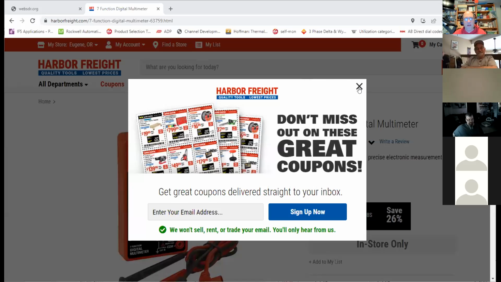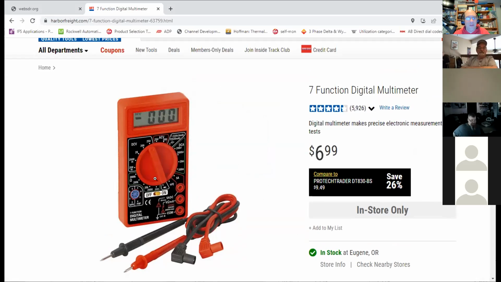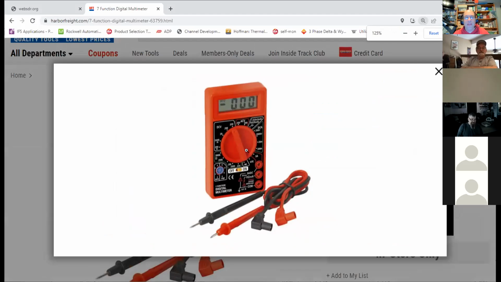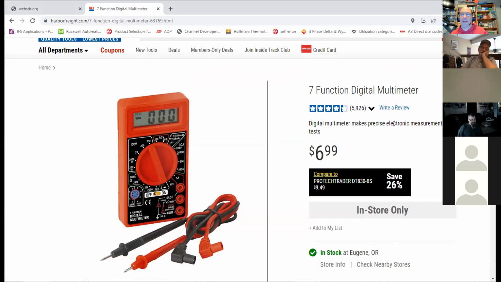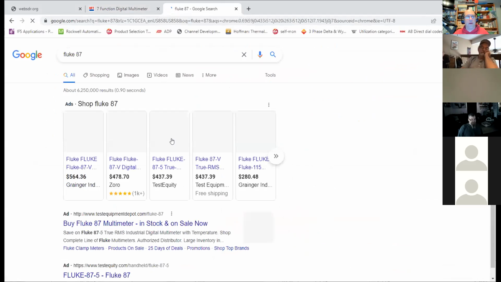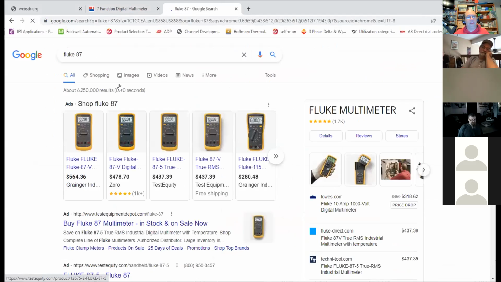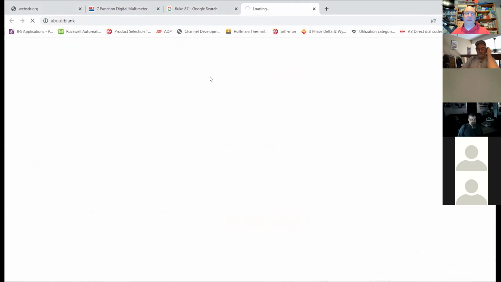Let's say that they have "don't miss these great coupons," and one of the coupons is a free multimeter. If we zoom in on this multimeter, what we will see is that it has DC volts, DC amps, AC volts, and ohms, and it's also a transistor checker, all for the low price of $6.99. And sometimes it's free. So how is this different from a Fluke 87, which is what I use at work? Besides the fact that the Fluke 87 is $500, how are they really different from each other?